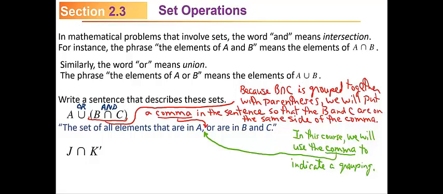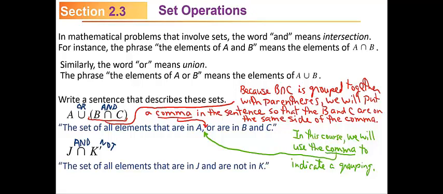How about this? J intersect K complement. So we're intersecting J with the things that are not in K. And is intersection. So you'd read this, the set of all elements that are in J and are not in K. So we're simply practicing saying and writing these mathematical statements in common English.